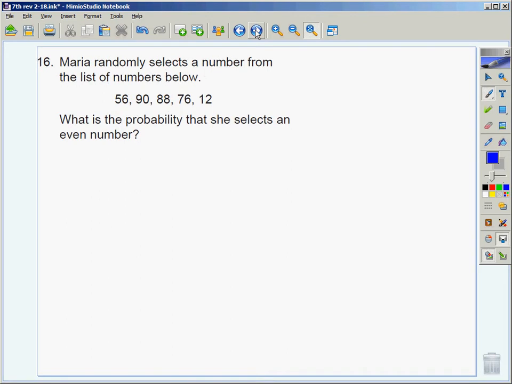Maria randomly selects a number from the list of numbers below. There are 1, 2, 3, 4, 5 numbers. What is the probability that she selects an even number? If I go back and look, this is even, this is even, this is even, this is even, this is even.